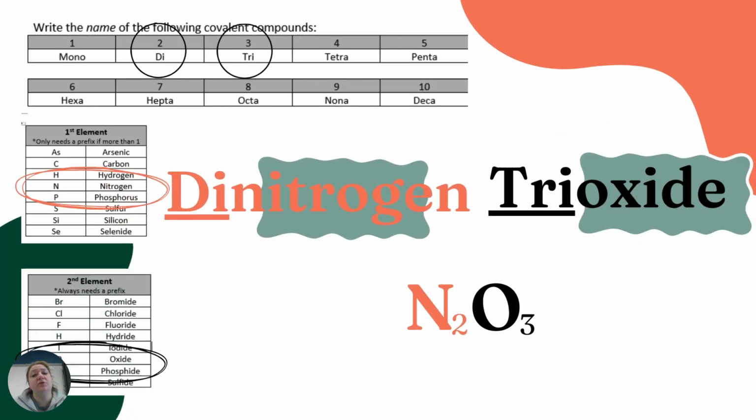And the last one, if we have 2 numbers that go in front, we have dinitrogen trioxide. So nitrogen is N, the di in front of it is 2. That's where the little pink 2 comes from. Oxide is O, and tri in front of it is 3. So this would be N2O3.